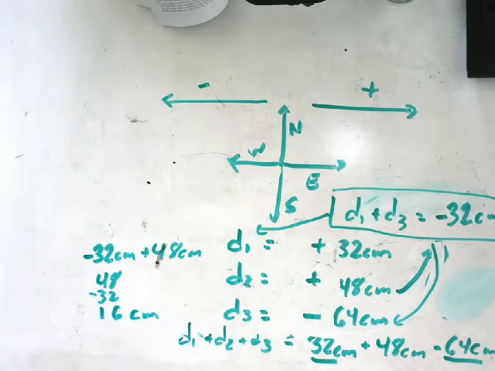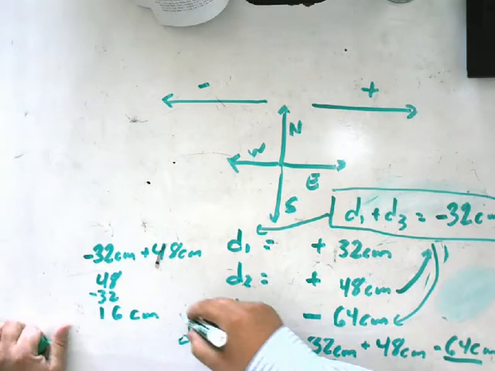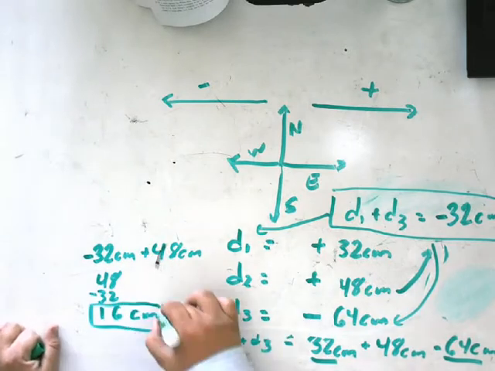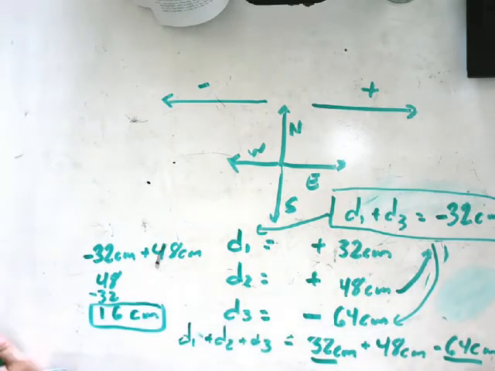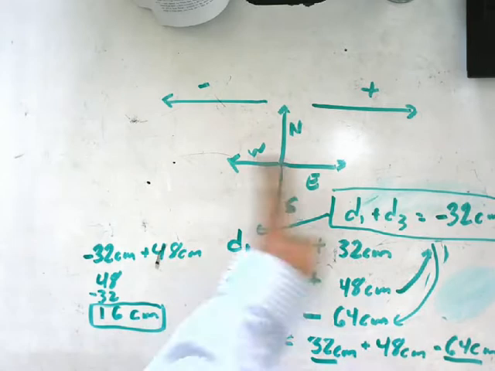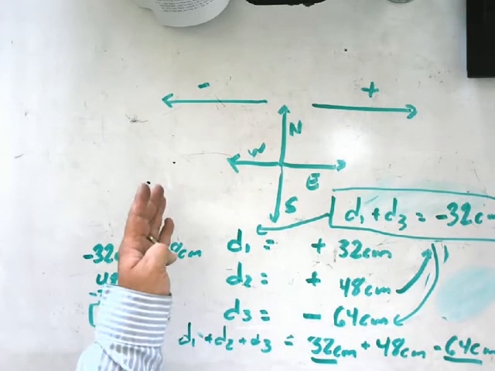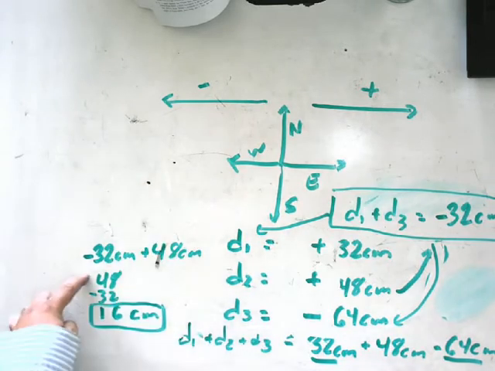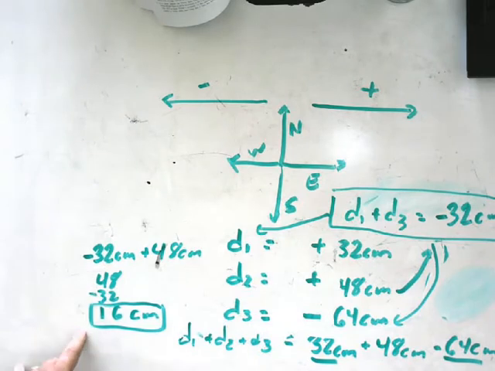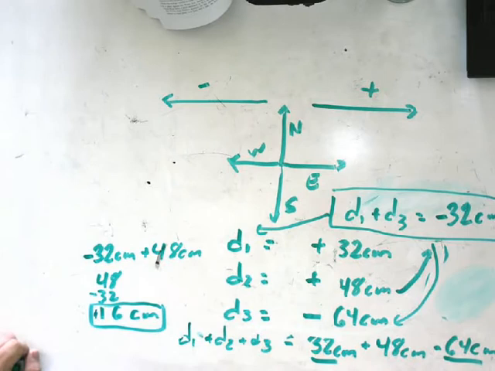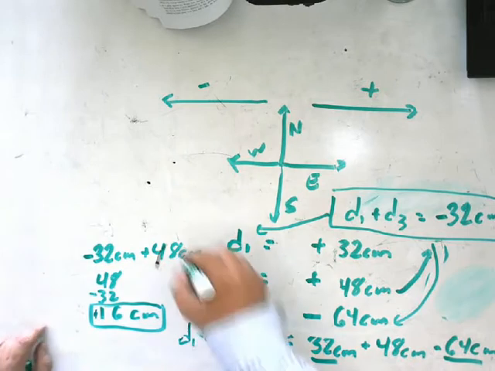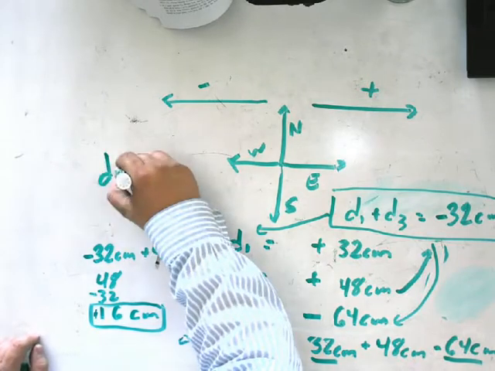Is it positive or negative? And why is that important? Well, I need to know if I ended up going east or west. Looking over my math really quick, a positive 48, a negative 32, the 16 is definitely positive. So my final answer, my total displacement, is going to be 16 centimeters east. Okay? Cool?